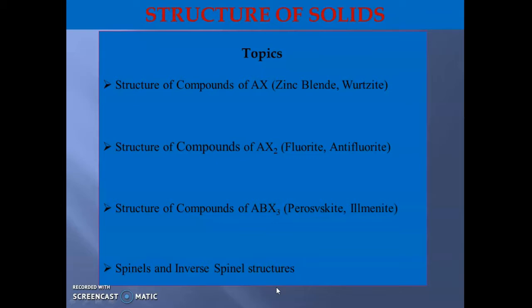then the structure of compounds having AX2 type formula, examples are fluorites and antifluorites, the structure of compounds of the formula ABX3, for example, perovskite and ilmenite structures. Then we also have to discuss spinel and inverse spinel structures. So in the following sessions, we will see each of these structures in detail.